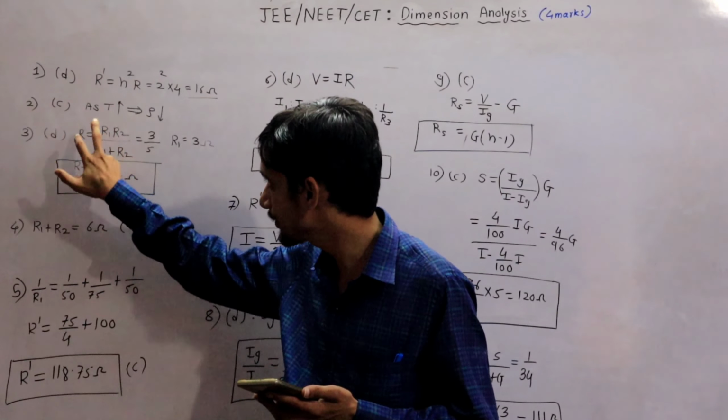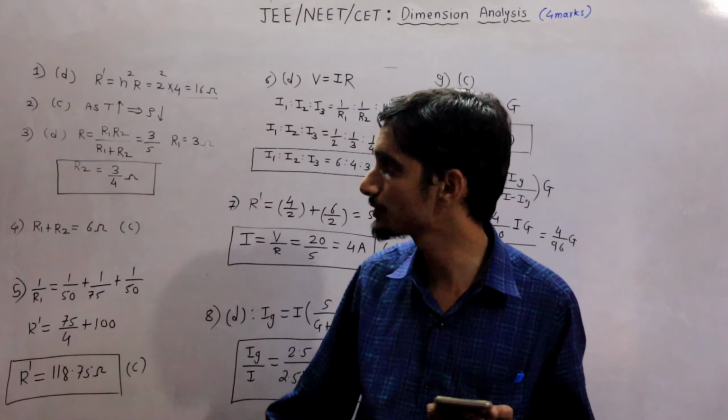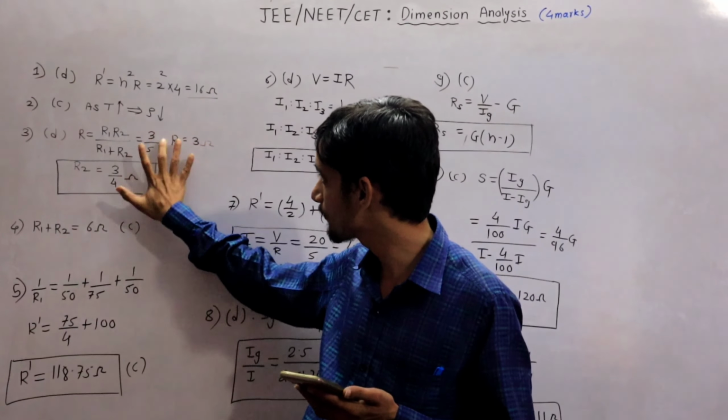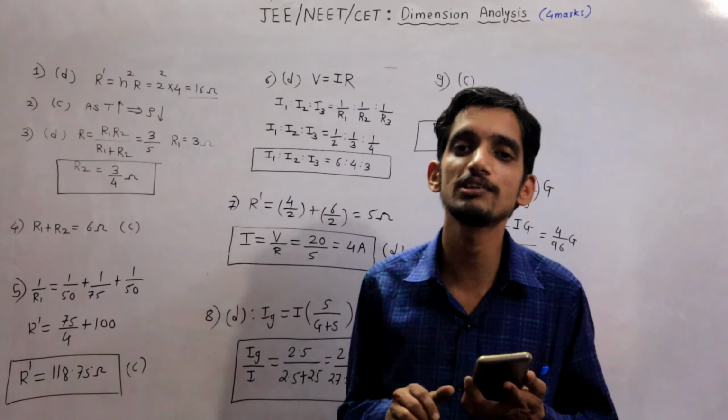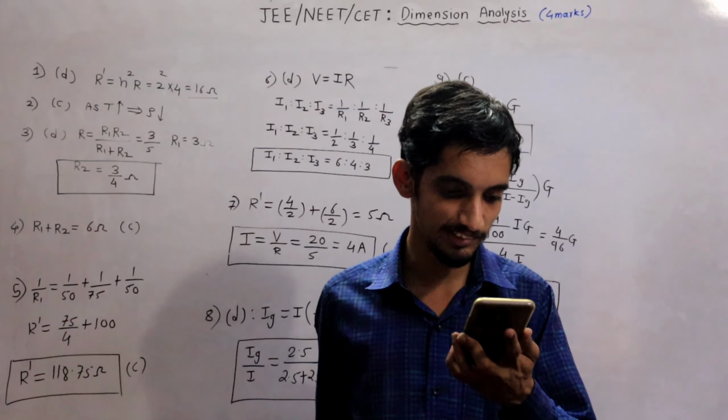So you have been given R1 R2 by R1 plus R2, which is 3 by 5, in which R1 is 3. So R2 is 3 by 4. So option D. Question number 3 is simply a series parallel combination of resistance.